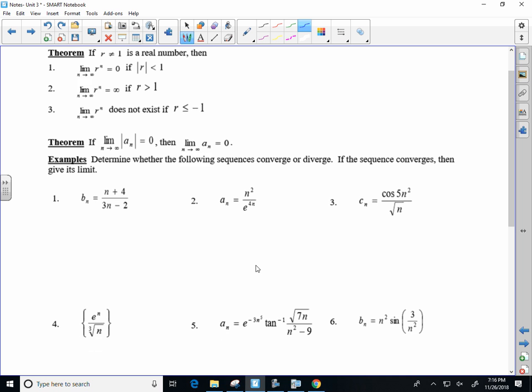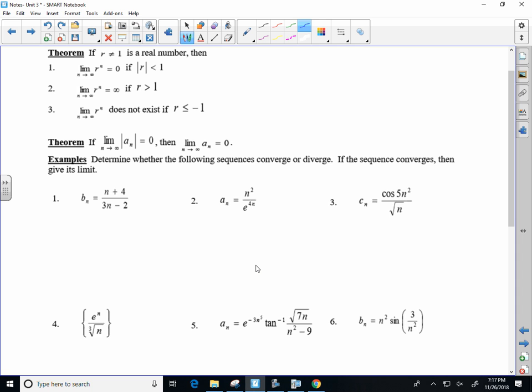All right. Unfortunately, we do have a little bit more to do, so we're not going to get out of here just yet. So anyway, if R is not equal to 1, we remember, R can be anything but 1, then we have these relationships.